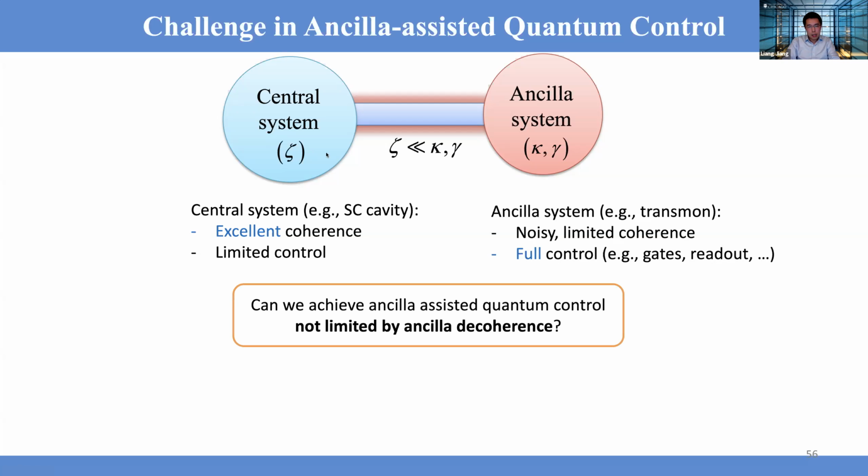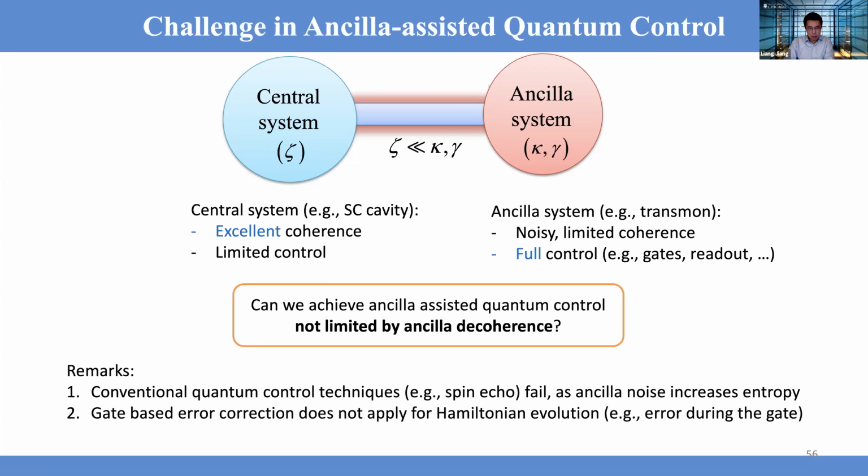So the question is, is it possible to combine the two to achieve Ancilla-assisted quantum control, but not limited by Ancilla decoherence? Or another way to say it is that you can think of it as a hybrid quantum system, but we want to hybridize in a good way, that we borrow the universal control from the Ancilla, but we don't suffer from the decoherence from the Ancilla, which is usually quite challenging. And in most hybrid systems, people find that your coherence is always limited by the worst part. But here we want to overcome that challenge.